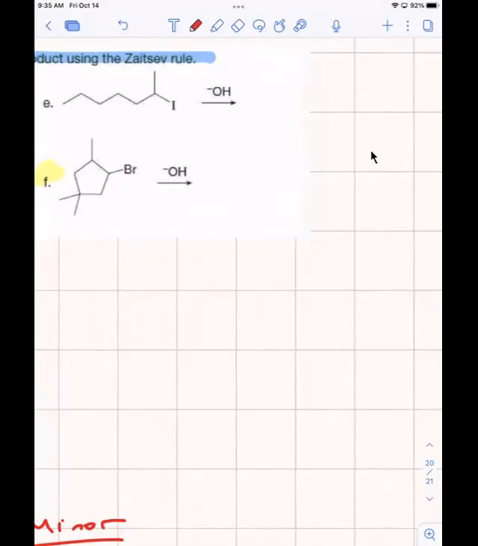But I've seen a lot where someone is drawing a product, they'll leave the bromine there. That's the whole purpose of the elimination, is to get rid of the bromine.